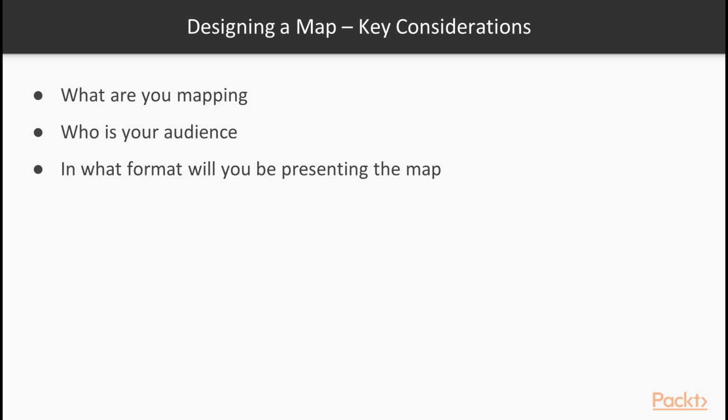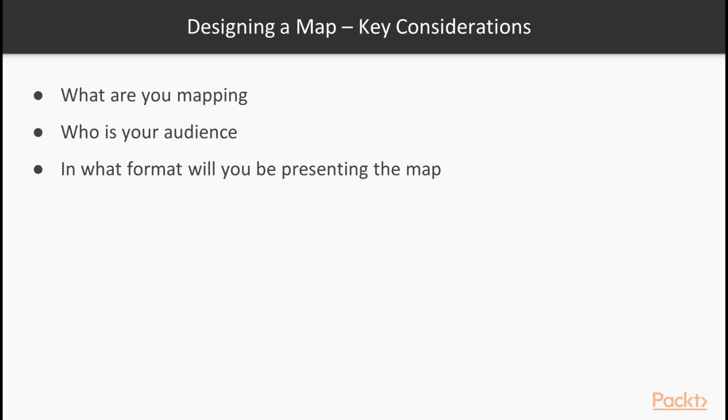First, think about what are you mapping? What is the topic you're trying to communicate? And how do you choose visualization strategies to best align with how people understand and will best interpret your topic? Second, think about who is your audience. If your audience is a group of scientific professionals, they might interpret a map one way, but if your audience is the general public, they might interpret a map a very different way.